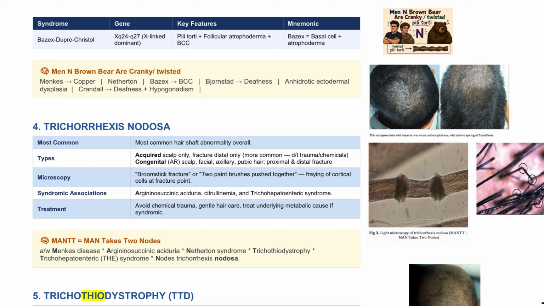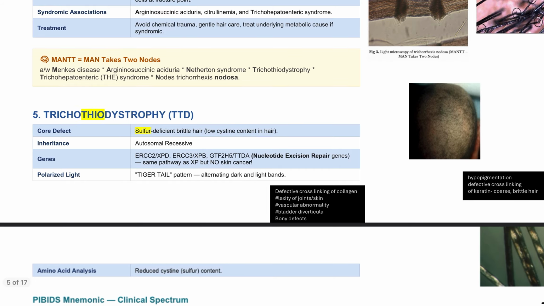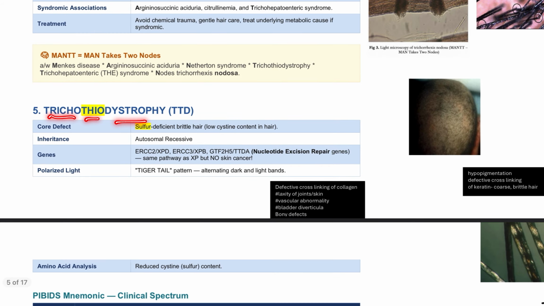Syndromic associations like trichorrhexis nodosa include Menkes disease, argininosuccinic aciduria, Netherton, trichothiodystrophy, and trichohepatoenteric syndrome, and nodes to anchor it to trichorrhexis nodosa. Now, trichothiodystrophy. Thio means sulfur, so it is sulfur deficient dystrophy. Dystrophic means deficiencies. And TTD means tiger tail appearance, with alternate light and dark bands on polarized light.